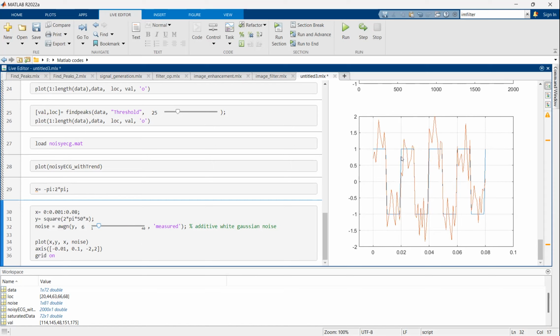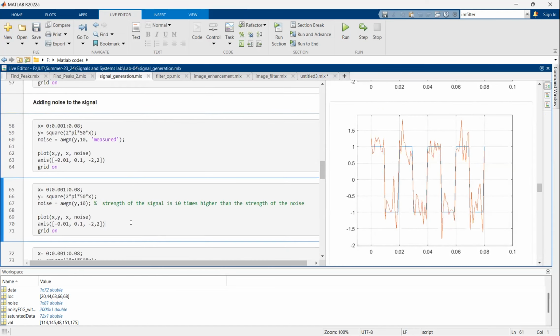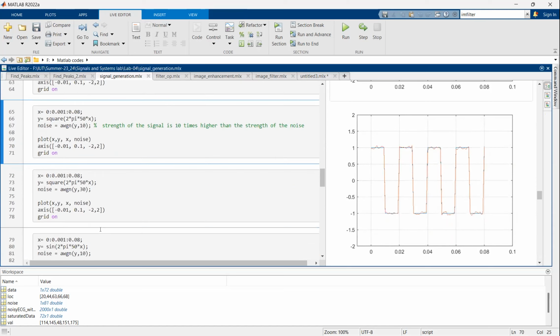So this way you can add some noise to your signal. That is done to simulate a real world scenario, because when you save a signal from a real source, there will be some noise there. And this is one type of noise, white Gaussian noise. There are other types of noise as well, like salt and pepper noise. This is enough for now. So you can add a noise signal like this.